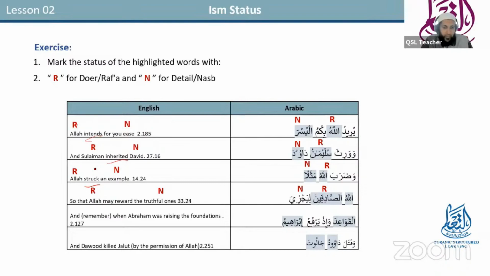Fifth example, and remember when Abraham was raising the foundations. Action word seems to be raising. So who's doing the raising? Ibrahim alayhi salam. I think in Arabic, this got it the wrong way around here, so ignore the Arabic for now, just focus on the English. Ibrahim rafa', foundation nasab.